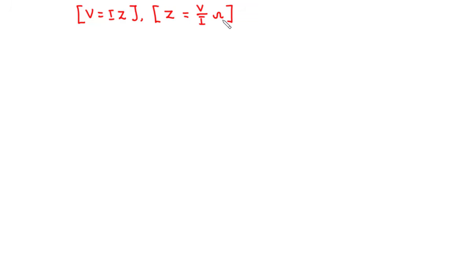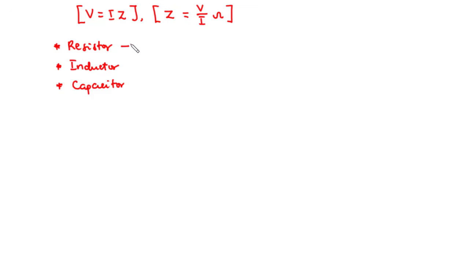So unlike the situation in a DC circuit, where the opposition to the flow of current is due to only the resistor, now in an AC circuit, the opposition to the flow of current is due to the combination of these three elements. 1, the resistor. 2, the inductor. And then 3, the capacitor.